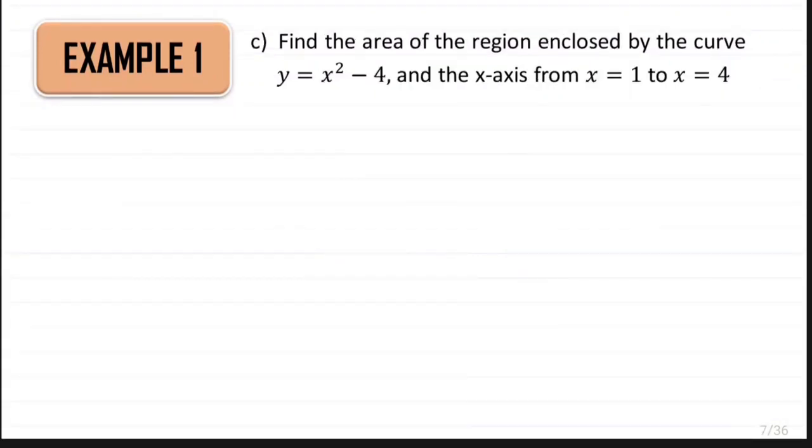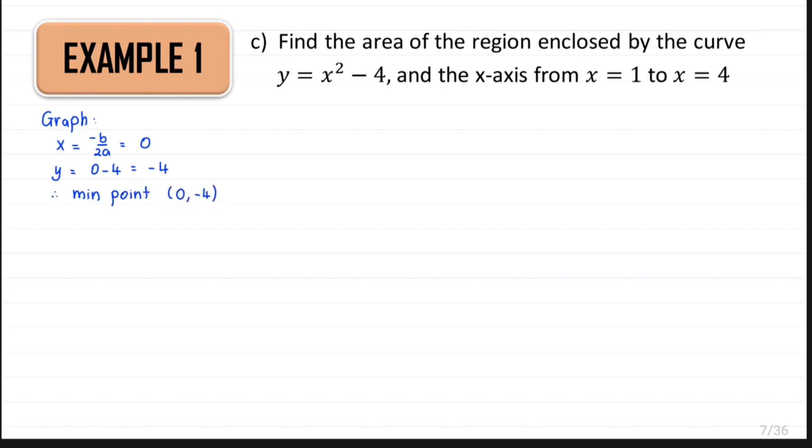Example 1c: find the area of the region enclosed by the curve y equals x squared minus 4 and the x-axis from x equals 1 to x equals 4. Okay, first step, we sketch the graph. The function has positive x squared, so the shape is a smile. Since it is a smile, we find the minimum point. We use the formula negative b over 2a. There is no b, so our x is 0. Then we substitute into y, so we get 0 minus 4 equals negative 4. Then we conclude the minimum point is (0, negative 4).